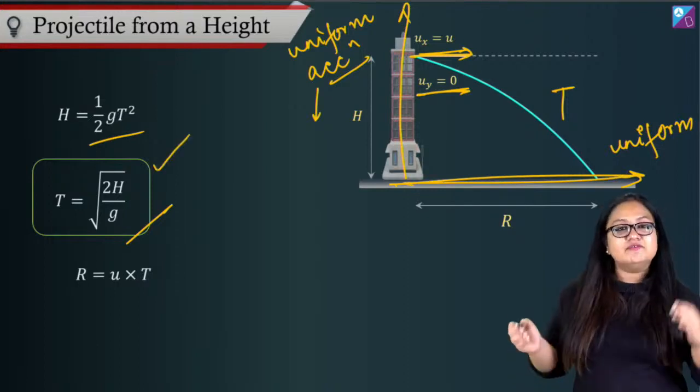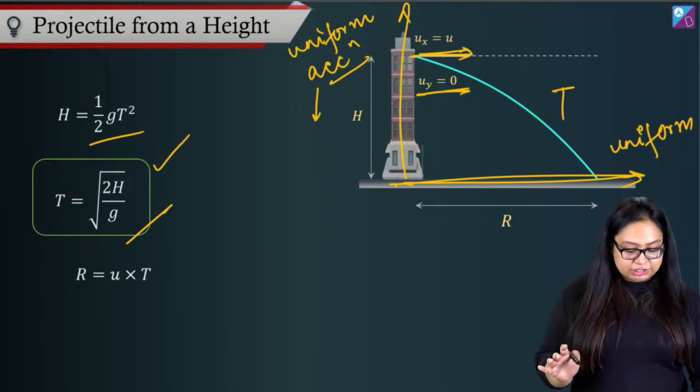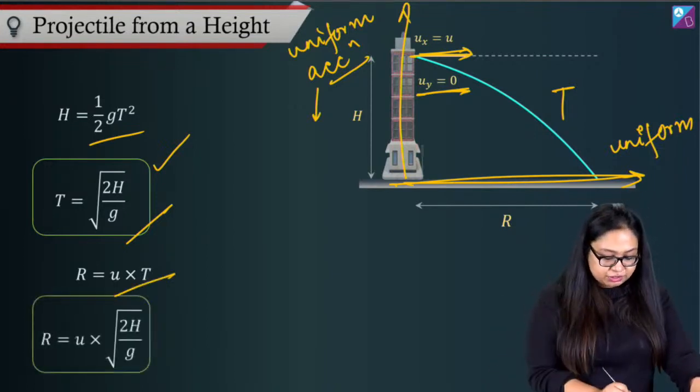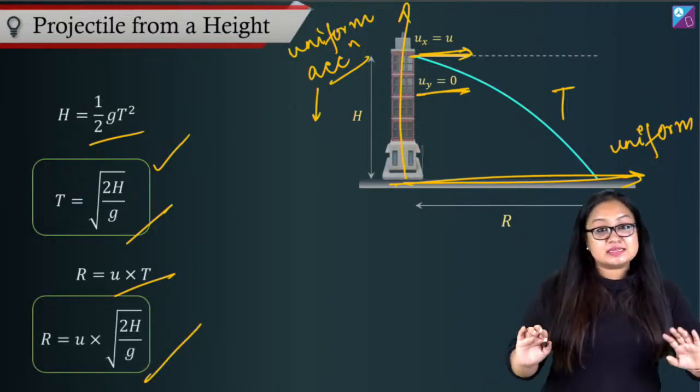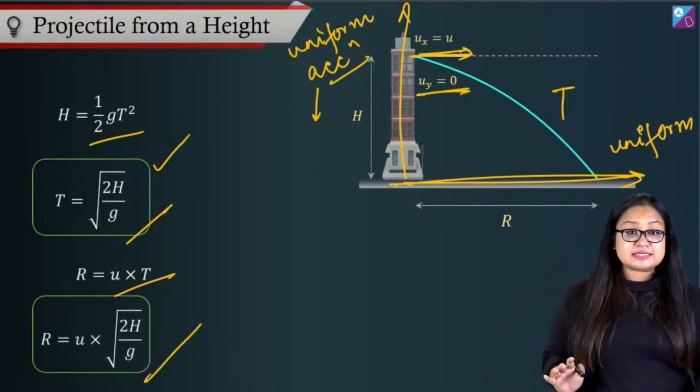And if we talk about range, on the other hand, range is horizontal displacement, uniform motion, velocity into time, right? So horizontal velocity is u and time is time of flight. You substitute values, you get this. Is this fine? Okay. I hope you understand this.